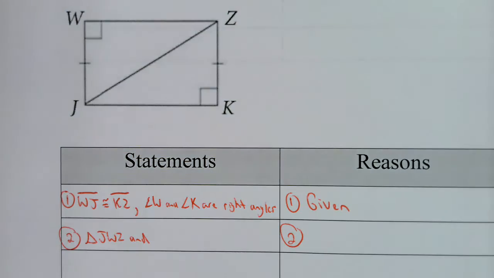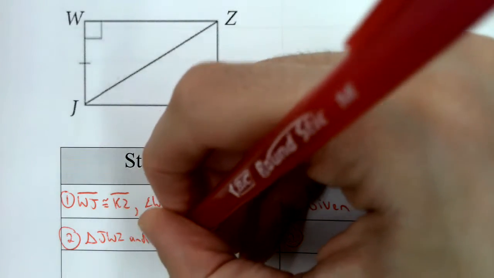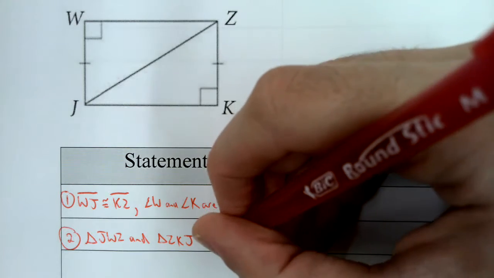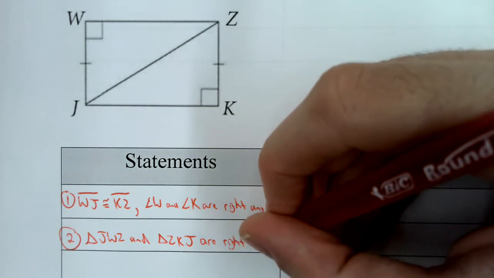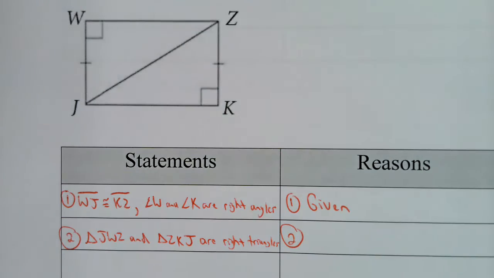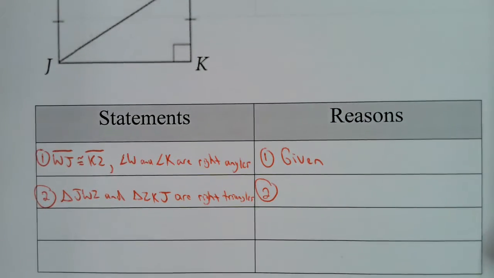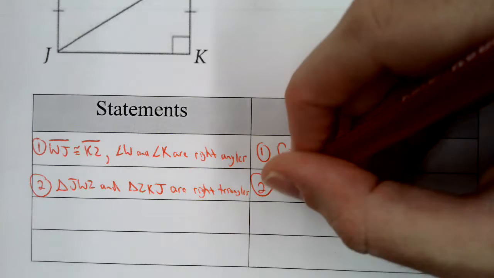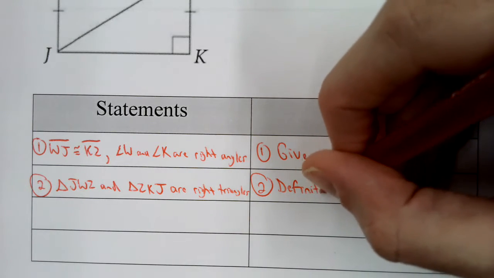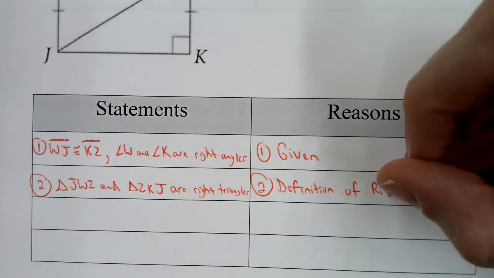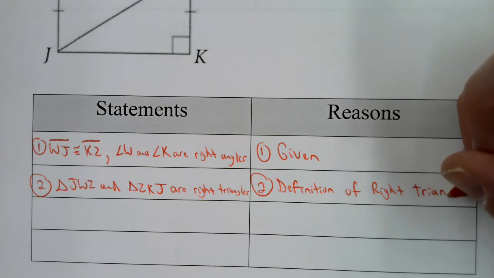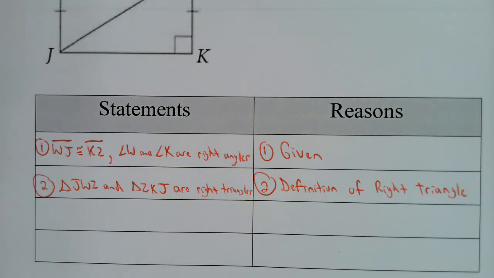So this next step, you must say triangle JWZ and triangle ZKJ are right triangles. You have to actually say that. There's no property or theorem for that. That's just called the definition of right triangle. Since you know you have right angles, then you can say you have right triangles. You cannot skip that step. That is required for these proofs.